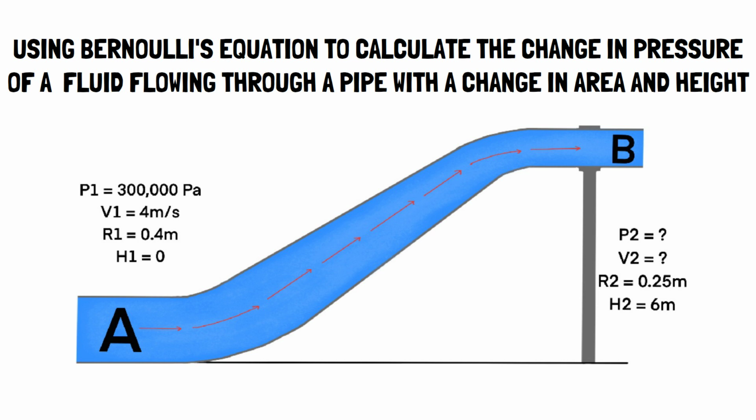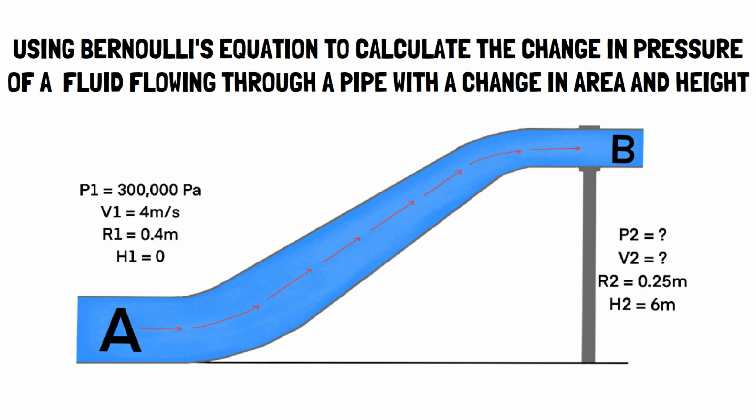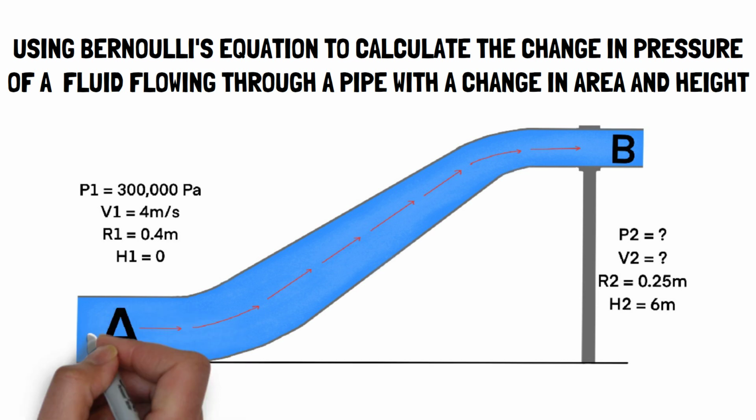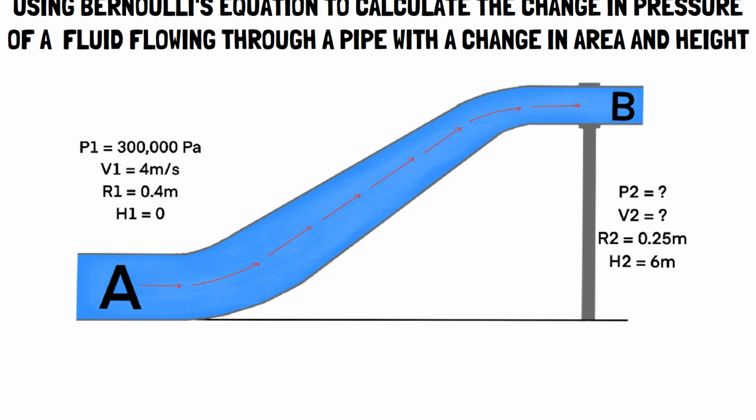In this video, we will be covering how to calculate the change in velocity and pressure of a fluid flowing through a pipe when it experiences a change in area and height. By the end of this video, you will be able to calculate the change in pressure between 2 points in the pipe and use this knowledge to solve similar problems. Let's begin by looking at the given problem.